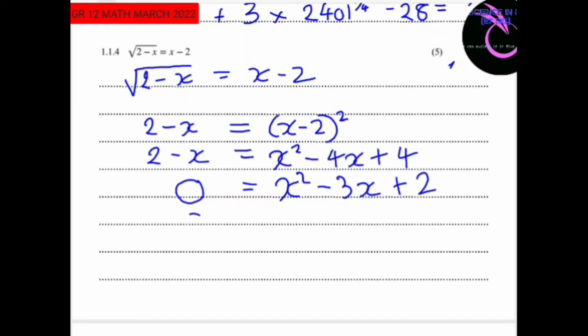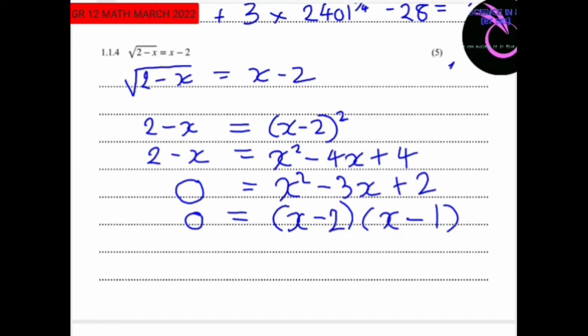Okay, now we can factorize easily again. 0 equals, open brackets, x, and another x there. Again, you can see that the last term is positive and the middle term is negative, so both our factors must be negative. Product of 2, giving you a sum of 3, it's going to be 2 and 1. Now we can see that x equals 2 or x equals 1.